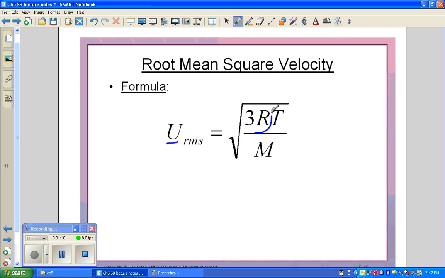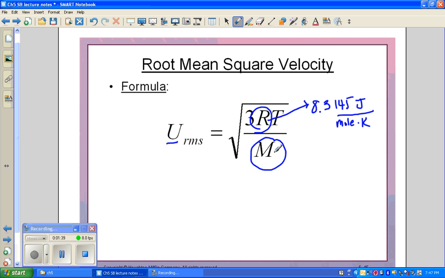R is still going to be our gas law constant, but because we are talking about velocity, we need to talk about energy. A unit of energy is going to be our joule. So in this case, our R is equal to 8.314, and this is going to be joules per mole Kelvin. Again, this is also on your gold sheet, so you're not going to need to remember it. You are going to need to know that temperature is still in Kelvin, so that's not changing.